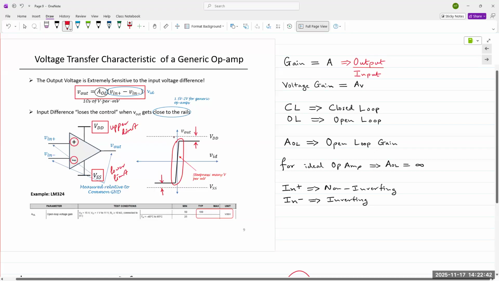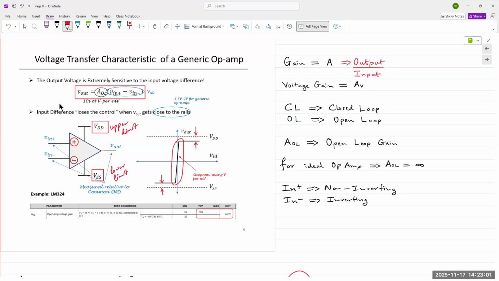And that is because a portion or a chunk of the DC voltage supply is consumed within the op amp itself. The op amp consists of several transistors and resistors and other components, and all of that consumes energy. So a portion of the DC supply voltage is consumed within the op amp itself, and the actual upper limit is VDD minus the voltage that is required to operate the system.